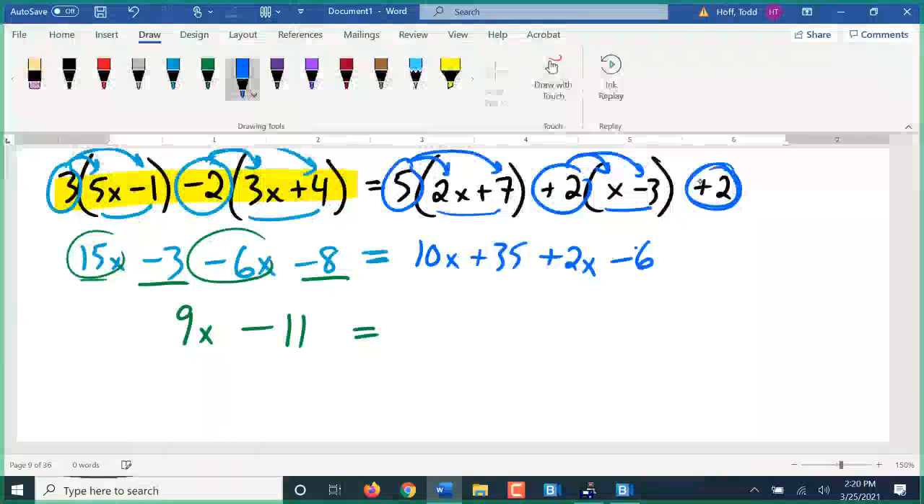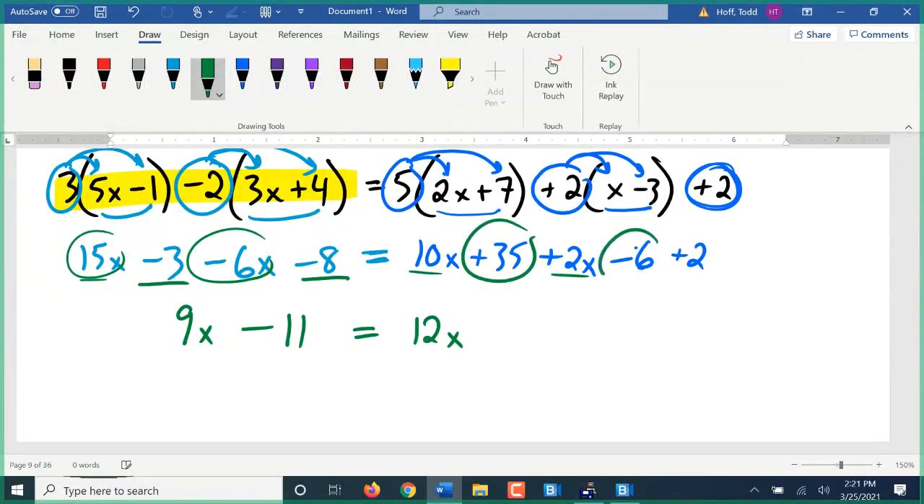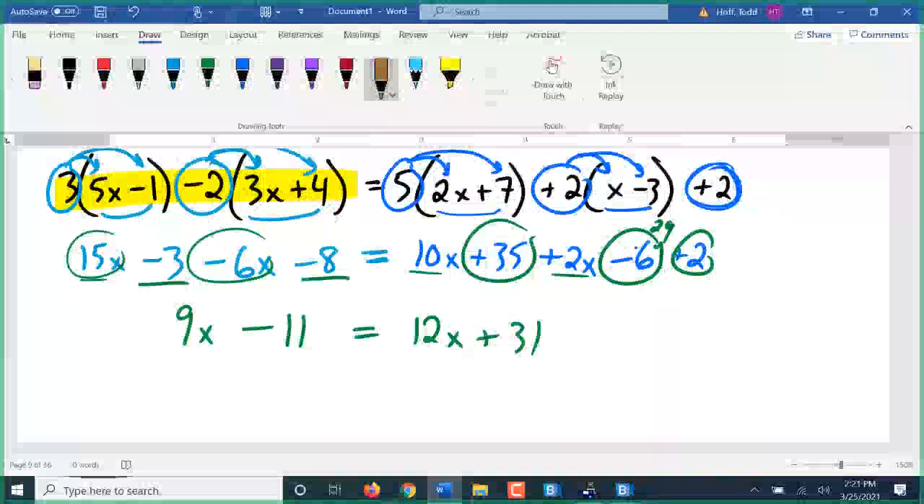This 2 is outside the parentheses, so it doesn't get multiplied, but it is still there, so there's a plus 2 out there. Now we combine 10x and 2x is 12x. 35 and negative 6 is 29. 29 and 2 makes 31, so plus 31. We've combined everything that we can combine on both sides. But the variable's still on both sides. We need to get it to one side.